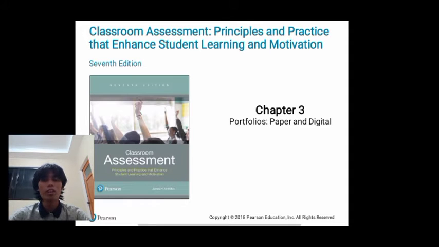Let's know first what are portfolios. Portfolios are prominently used in art, architecture, modeling, photography, and journalism. They document proficiency, skill, style, and talent with examples of actual work. In education, a portfolio is a purposeful, systematic process of collecting and evaluating student formative and summative assessment to document progress toward the attainment of learning targets.